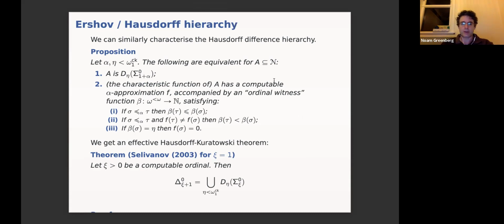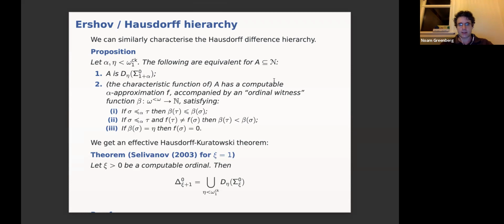This pesky 1 plus α, I just couldn't bring myself to erase it. It's just this adjustment that I have to do for the finite levels, because in this setting, open really should be Σ^0_0 rather than Σ^0_1. But other than that, if you see 1 plus α, just say α.